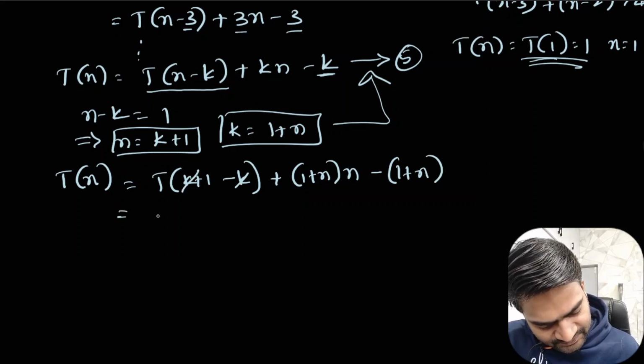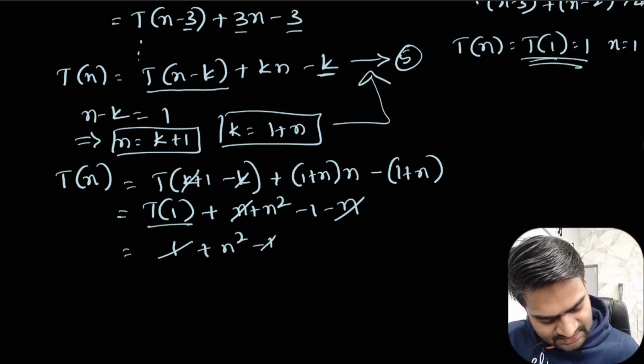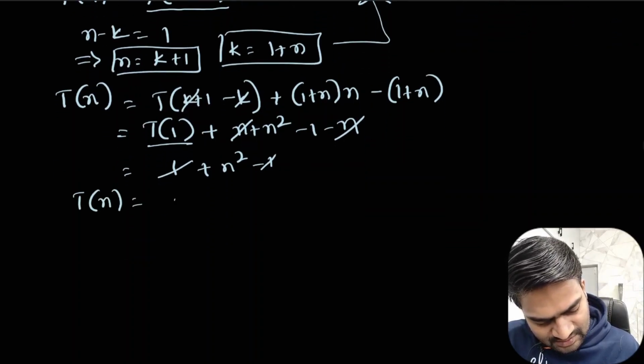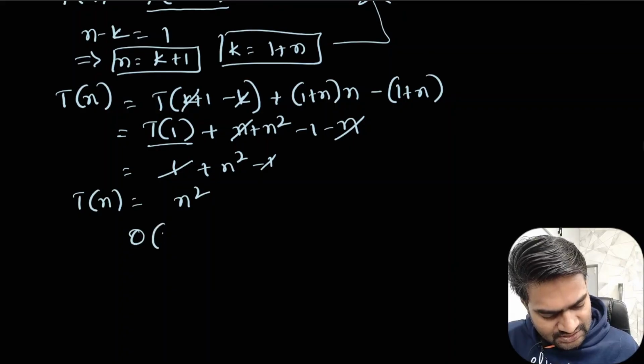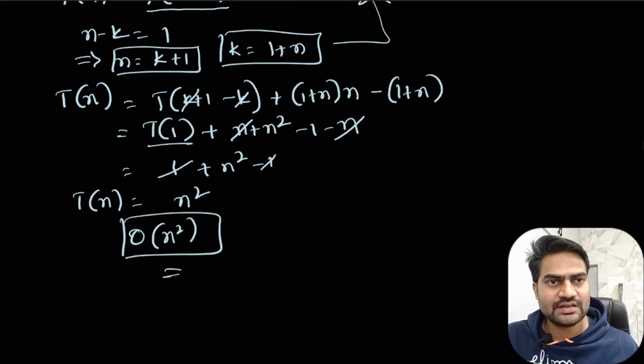So let's try to solve this. This will be T(1) + n squared - 1 - n. So this gets cancelled. This is nothing but 1. So it will be 1 + n squared - n. So this gets cancelled, and somewhere this will be n squared. So this is of order n squared. This is how we get the order of this particular algorithm. This is using back substitution.